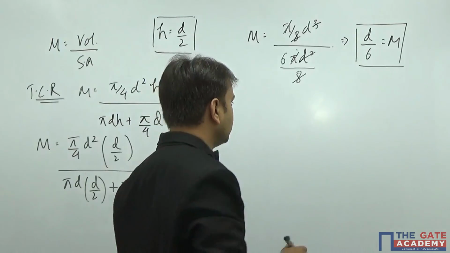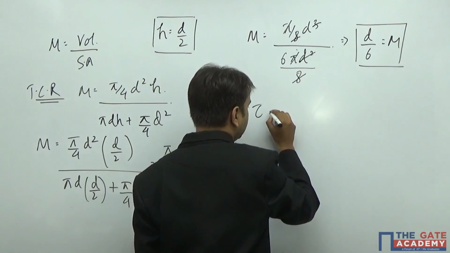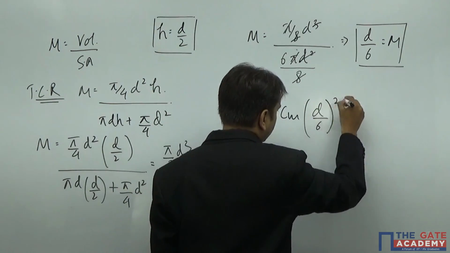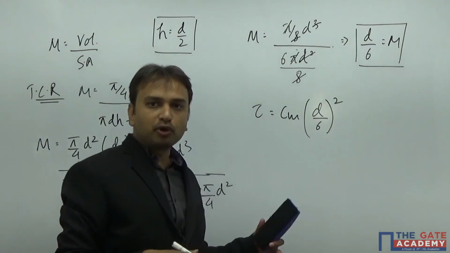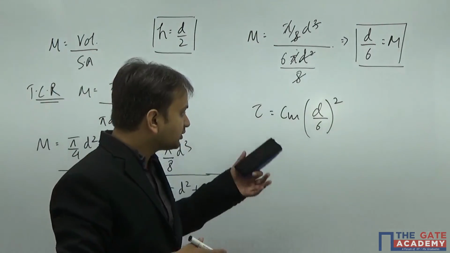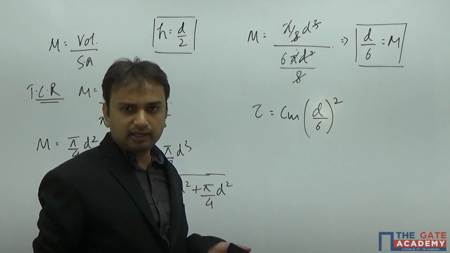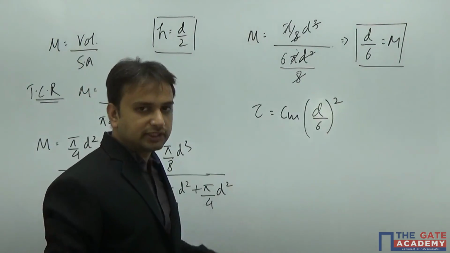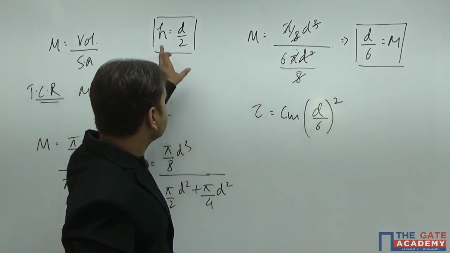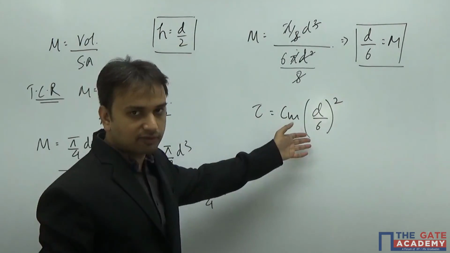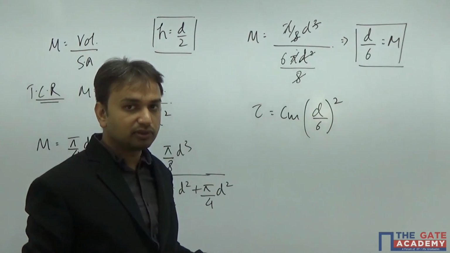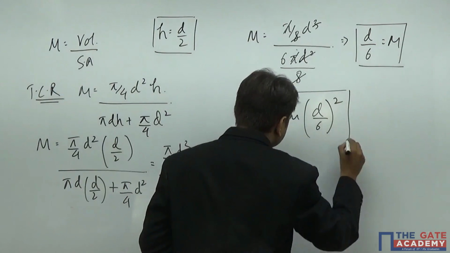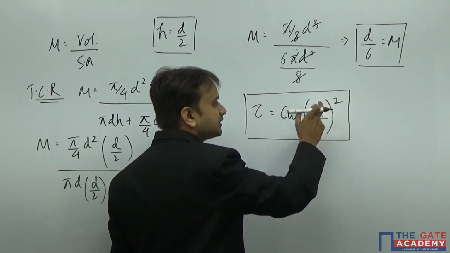So that means solidification time for top cylindrical riser is Cm times d by 6, squared. So we can see that this solidification time does not even depend upon the height in one way, I mean, just according to this expression. Of course, it depends upon the height because we have got this relation d equal to 2h. Only because of that we have got this expression. Otherwise, we couldn't have got this.